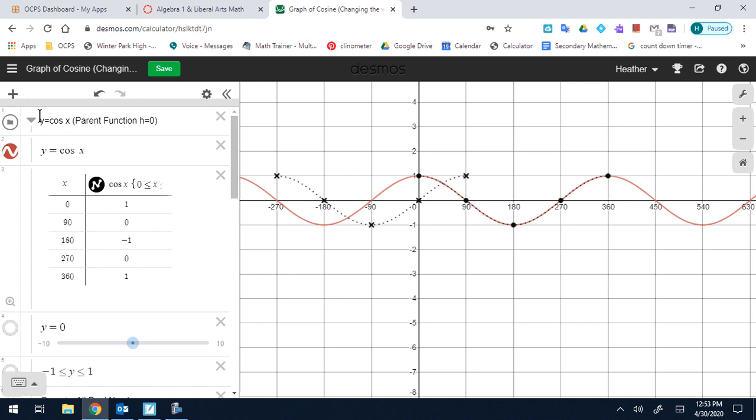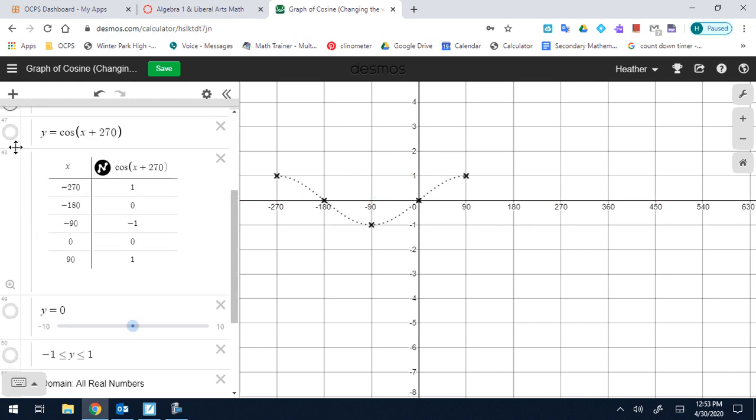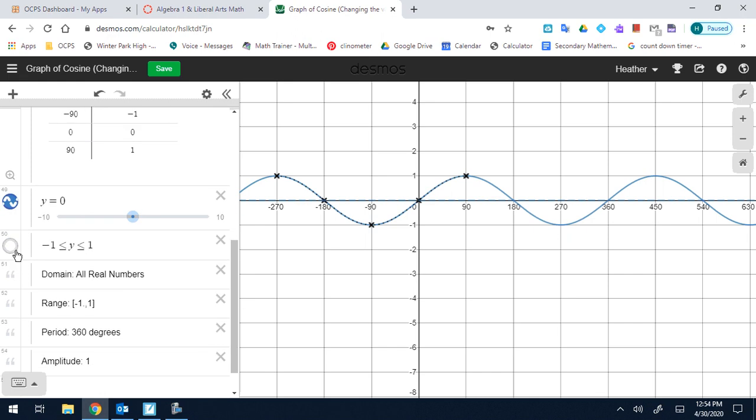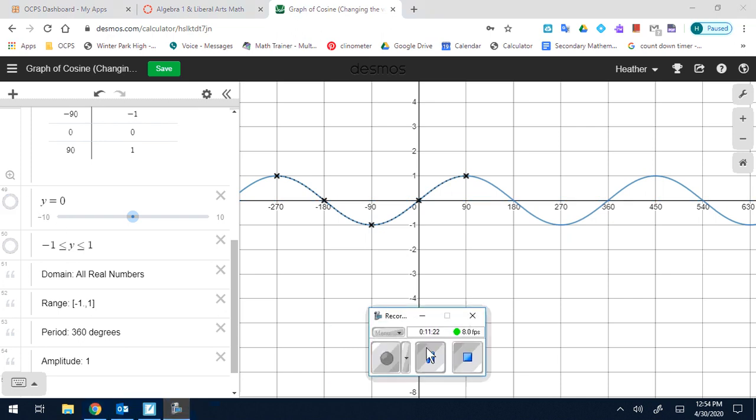Again, what changes in relation to our parent function? Nothing. Midline stays the same, range stays the same, domain stays the same, the period stays the same, the amplitude stays the same. So nothing changes except the actual point values. And that is it for the H. So again, the H, we now call it a phase shift, but it's a horizontal shift to the left or the right.